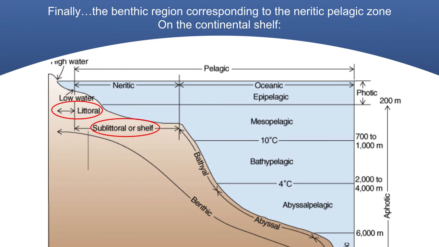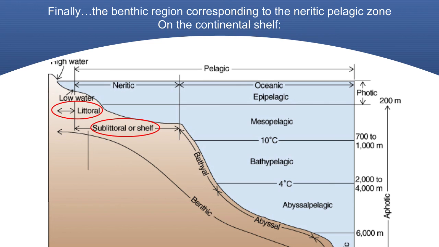And just like when we started with the water part of the littoral, the benthic part of the littoral is also an area of extremes. So this is where organisms need to be able to deal with being exposed to the air for a tidal cycle or rapid swings in temperature.